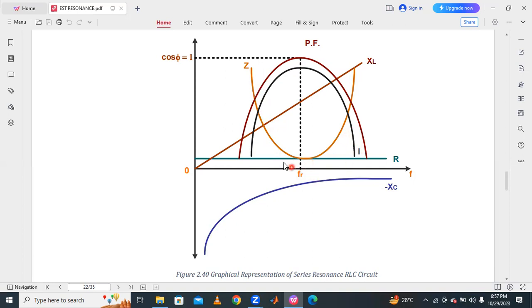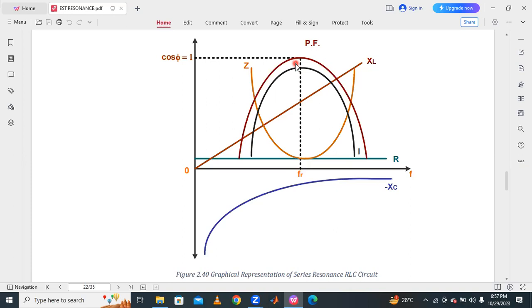And then next, the power factor versus frequency curve. At resonance condition, power factor is high, unity. At resonance, Fr, the resistance is R. Cos theta is equal to R by Z, which is R by R. That's why we get unity power factor at resonance condition. So like this, we can understand the series RLC resonance circuit.